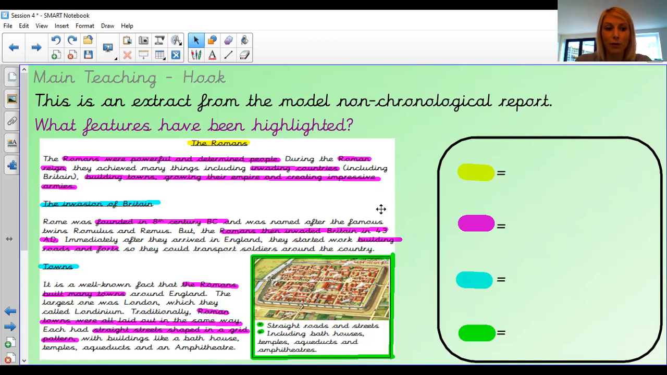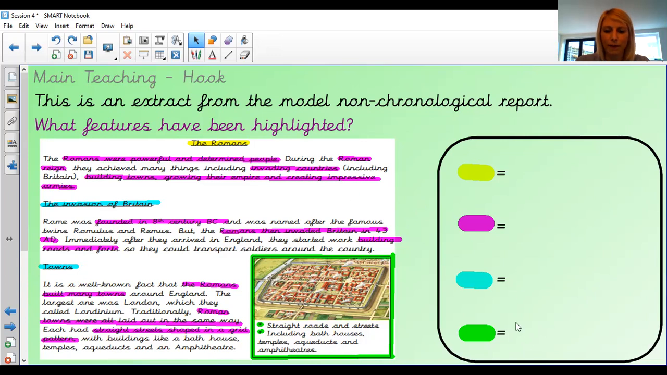Okay, moving on to the blue highlighting. I've only highlighted 2 bits in blue here. The first one is the invasion of Britain, and the second one is towns, and both of those are underlined and they go before a paragraph. So what feature have I highlighted there? Think about the features that are key in non-chronological reports to help you.